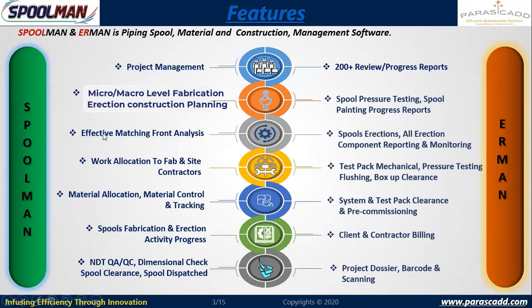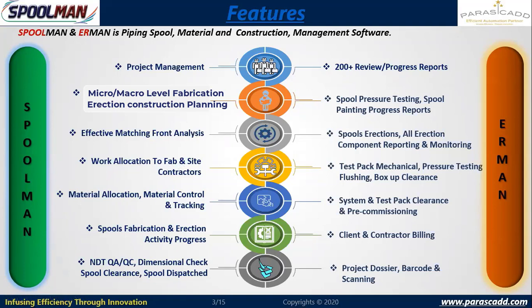And to perform that, we have matching front analysis, where material will be utilized on the priority spools or priority lines. So the situation will not happen like non-priority spools are fabricated and I'm waiting for priority spools. So based on the priorities, matching front analysis will take place, and work allocation to the fabrication site contractors.